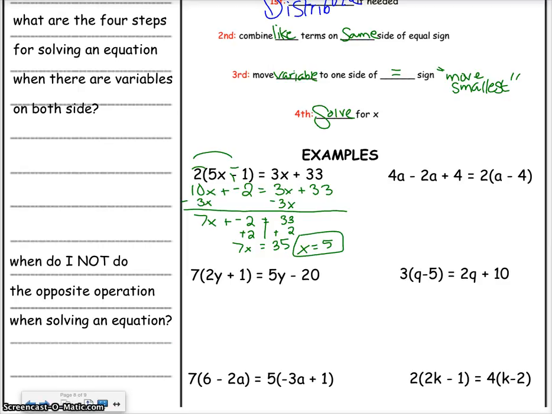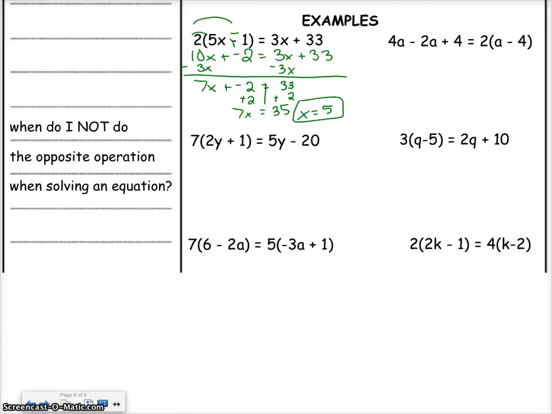Alrighty, so these actually aren't even that bad. I'm going to do a couple more. I'm going to pick and choose which ones I'm going to do. I'm going to do this one, and this one, and then I'm going to do this one, and this one. So pretty much everyone except for one.